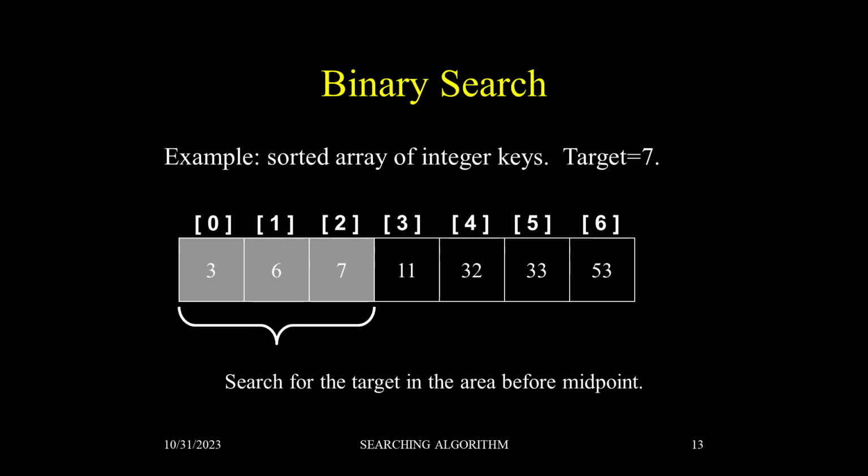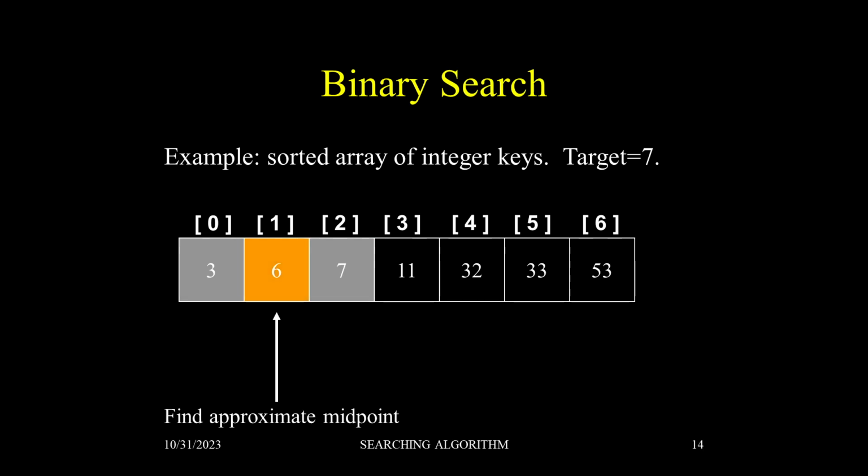Then what do we do? 3, 6, 7, we are taking. Then what is the midpoint here? I am taking 6 as the midpoint. Now the next question is, is 6 the target key of the midpoint? No, it is not. Then what do we do? Is the target less than the key? Is 7 less than 6? No, 7 is not less than 6.